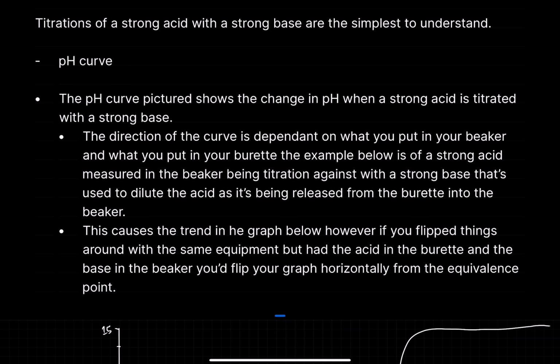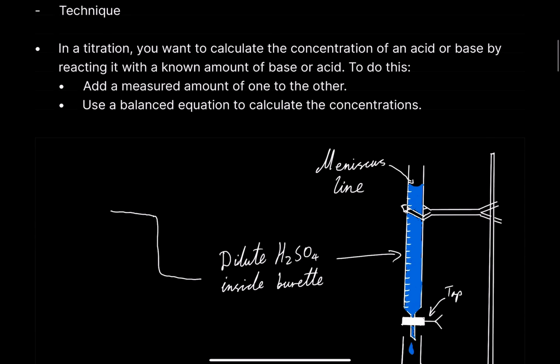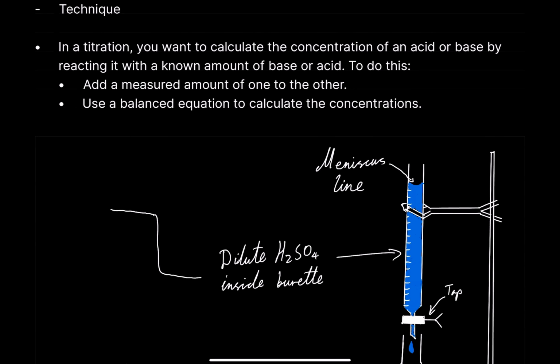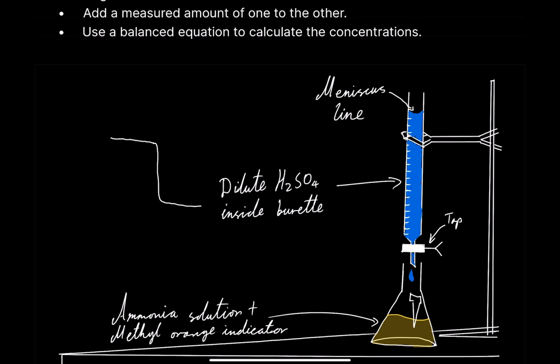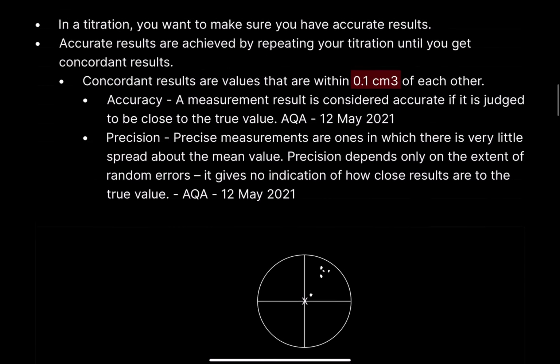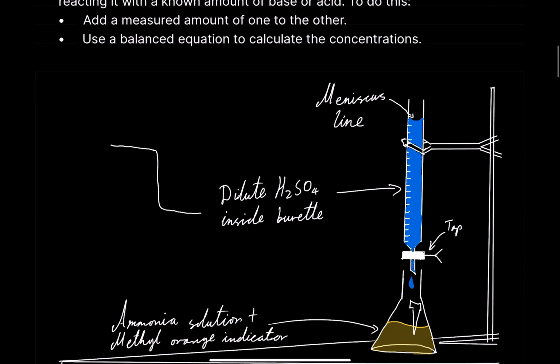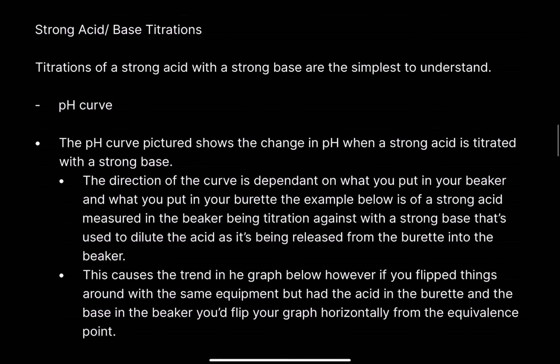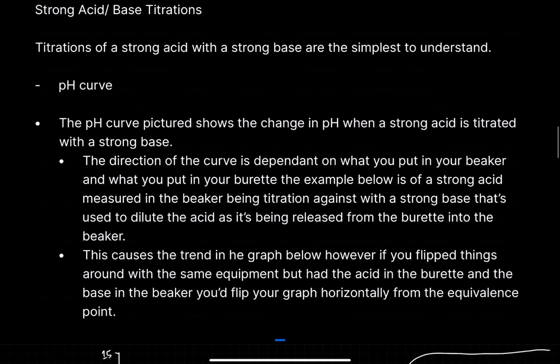The direction of the curve is dependent on what you put in. I want to make this clear, right? The example that I've shown here is a base-acid reaction. We're adding an acid to a base, right? But the direction of this curve is going in a downwards motion. The direction of this curve is dependent on what you put in your beaker and what you put in your burette.